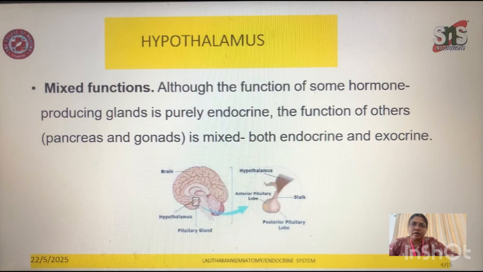The glands which produce hormones that are directly released into the bloodstream are called endocrine glands, also known as ductless glands. When we talk about exocrine glands, some glands have a duct, and the hormones produced by the gland are sent through the duct and then enter the system, so that is called an exocrine gland. Some glands have both functions.